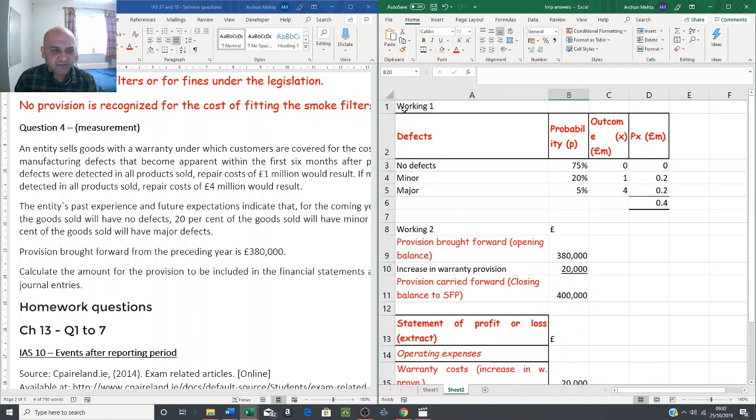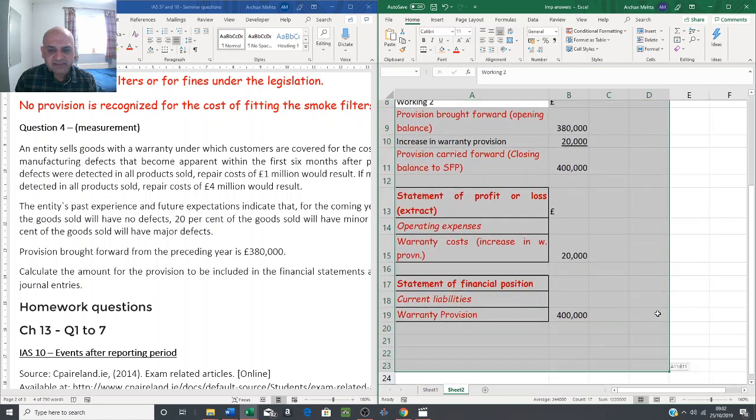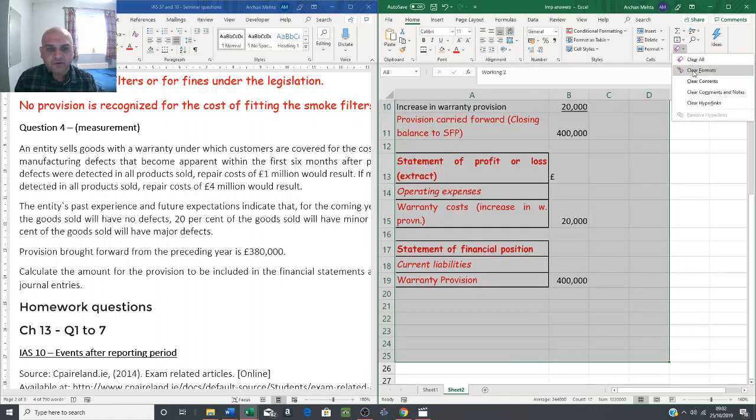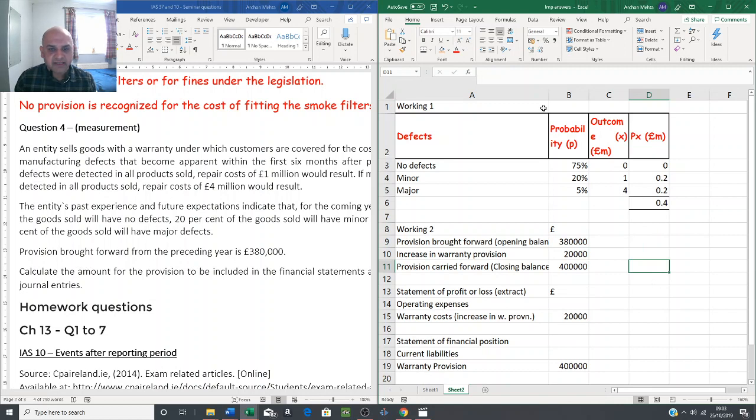Okay, that's really it. I'm just going to get rid of the formats here. It doesn't look very good. Clear formats. That's it, done.